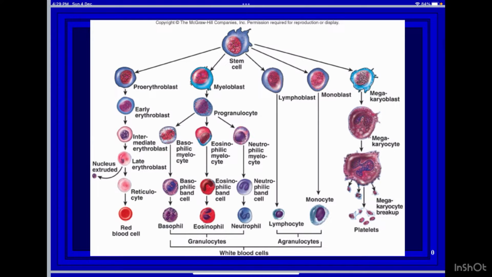So today we will talk about the blood stem cell and the types of blood cells that it is going to develop into. Keep in mind that the stem cell is actually of the pluripotential type, and it develops into several types of blood cells.